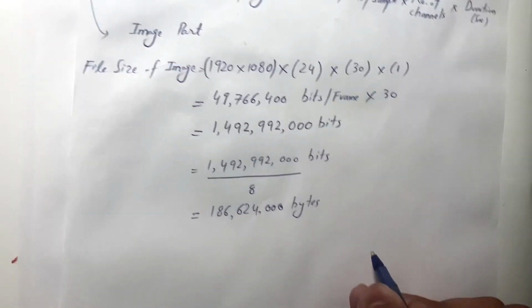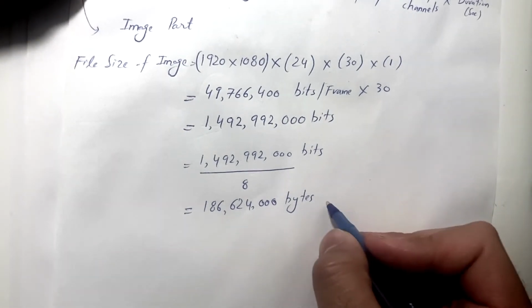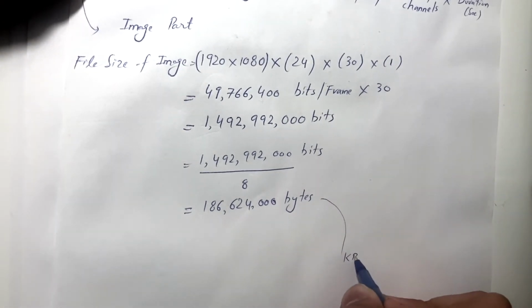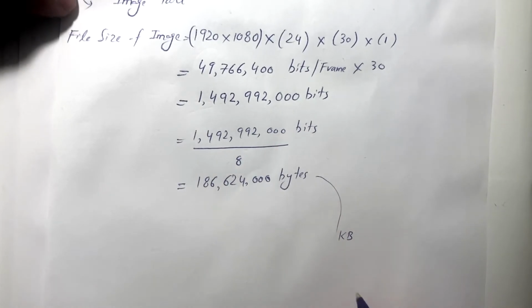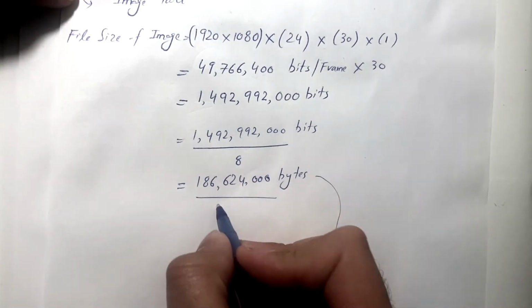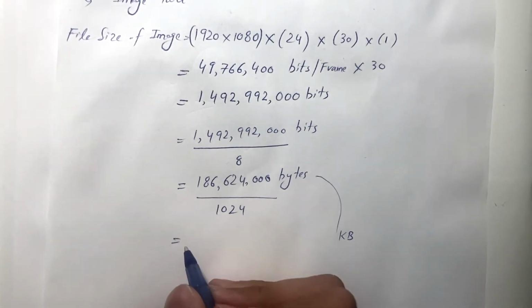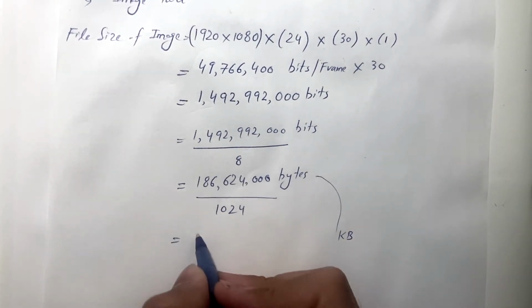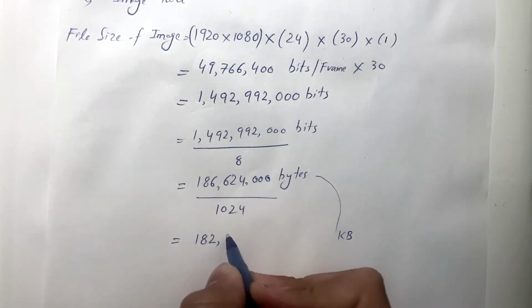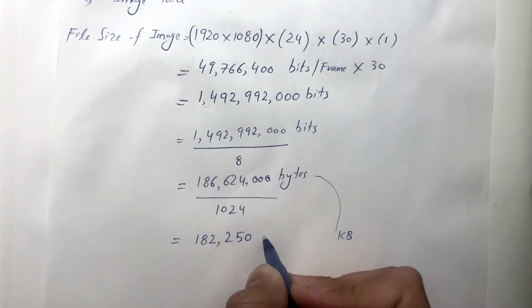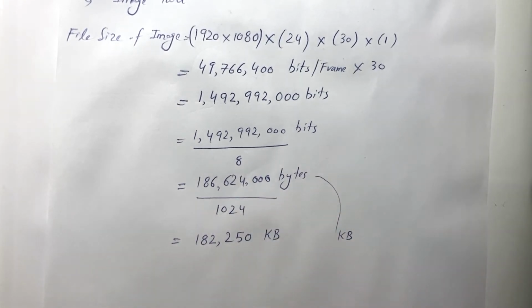So let's go to the next unit, which is KB. To get to KB, we will divide it with 1024. So divide this with 1024 to get the answer in KB. If you do that, the answer is going to be 182,250 kilobytes. Still too big a number.